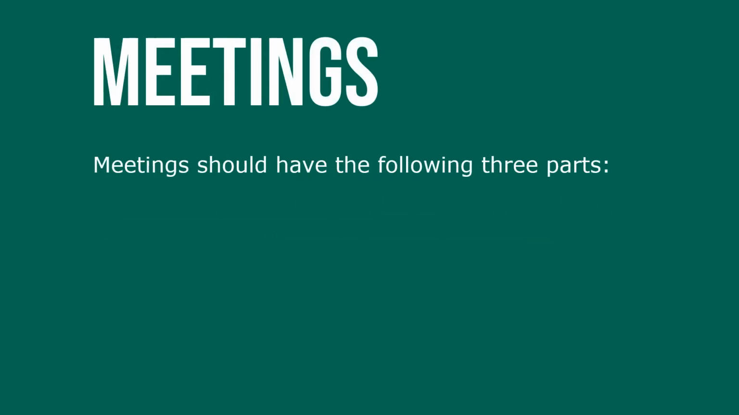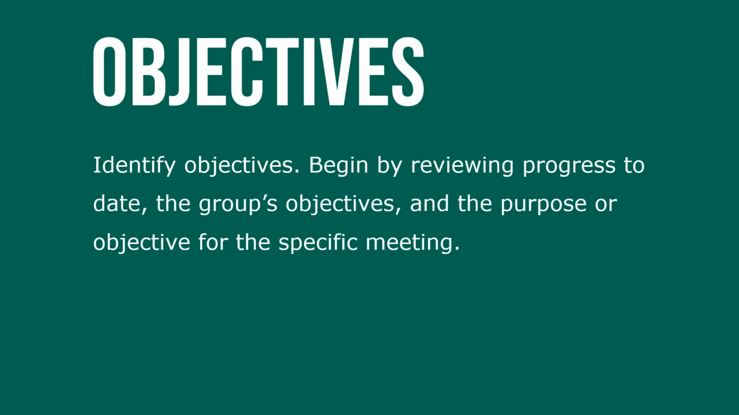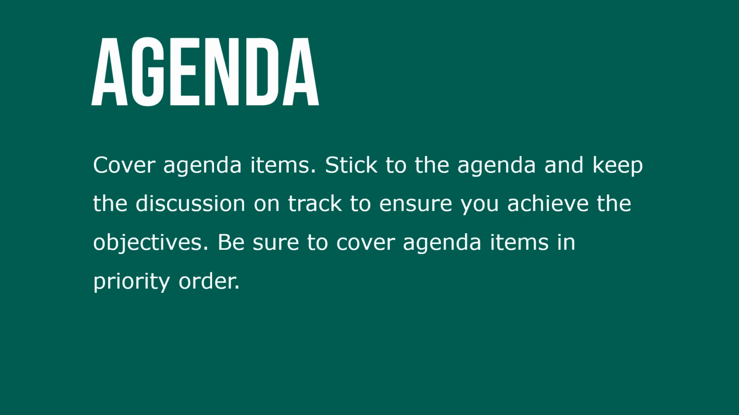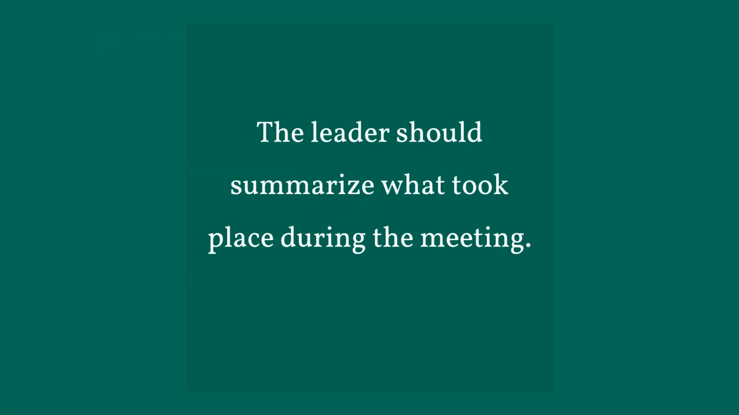Meetings should have the following 3 parts. Identify objectives. Begin by reviewing progress to date, the group's objectives, and the purpose or objective for the specific meeting. Cover agenda items. Stick to the agenda and keep the discussion on track to ensure you achieve objectives. Be sure to cover agenda items in priority order. Summarize. The leader should summarize what took place during the meeting.